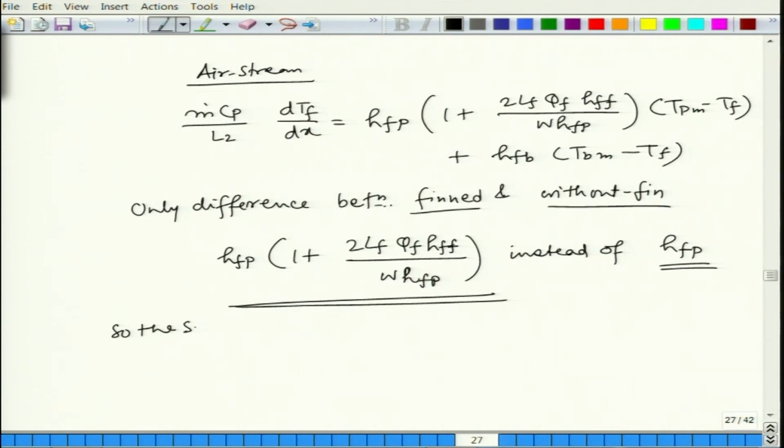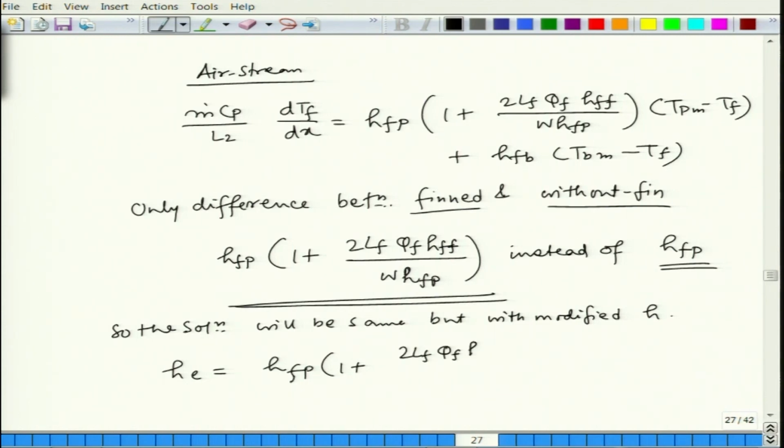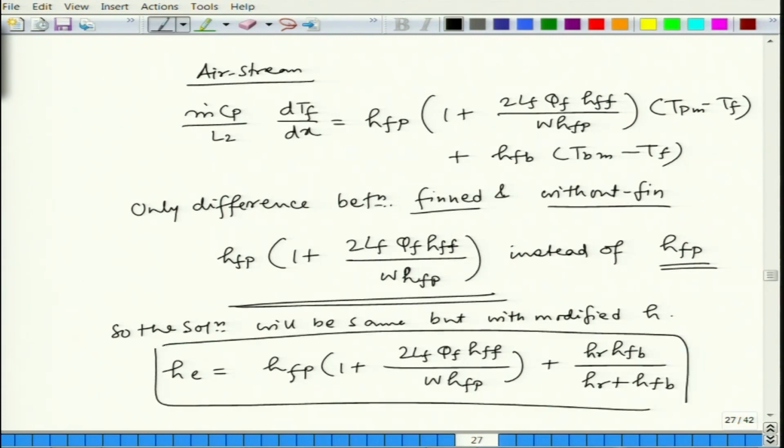So the solution will be the same, but with modified h, and the effective heat transfer coefficient h_E will also be modified in the following manner. So these are the two major modifications that the fin geometry introduces in the analysis. The rest of the things are exactly the same.